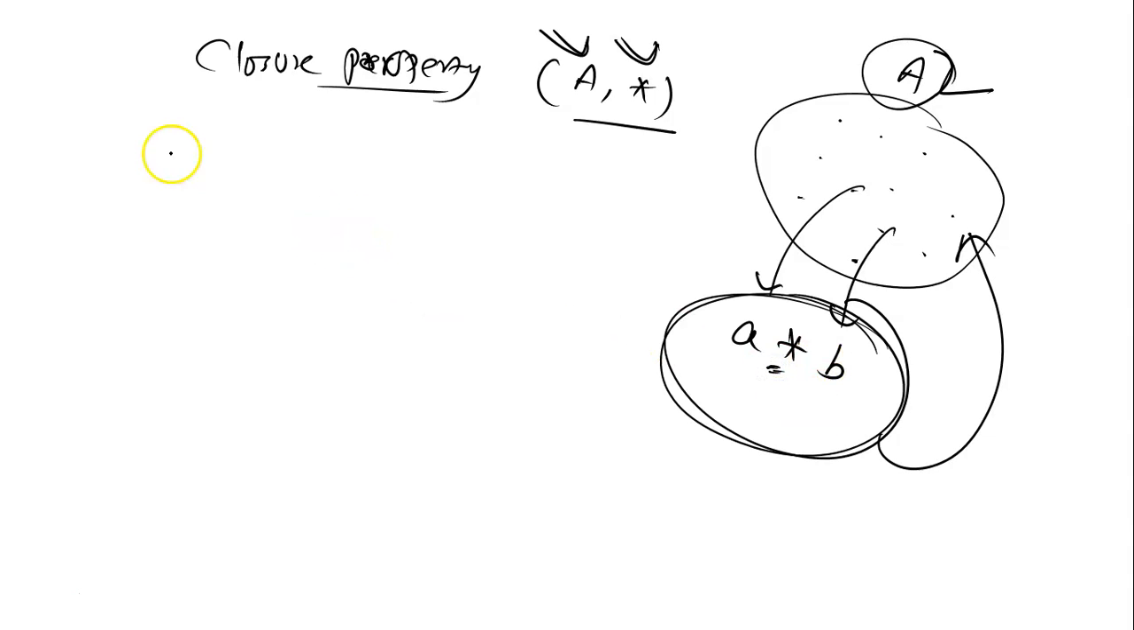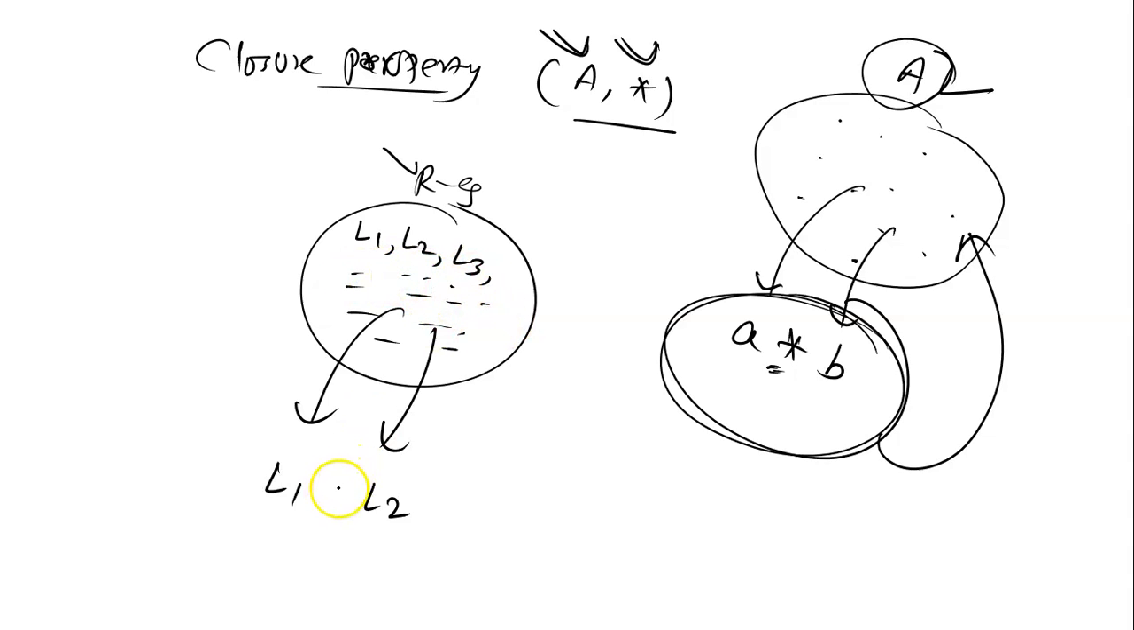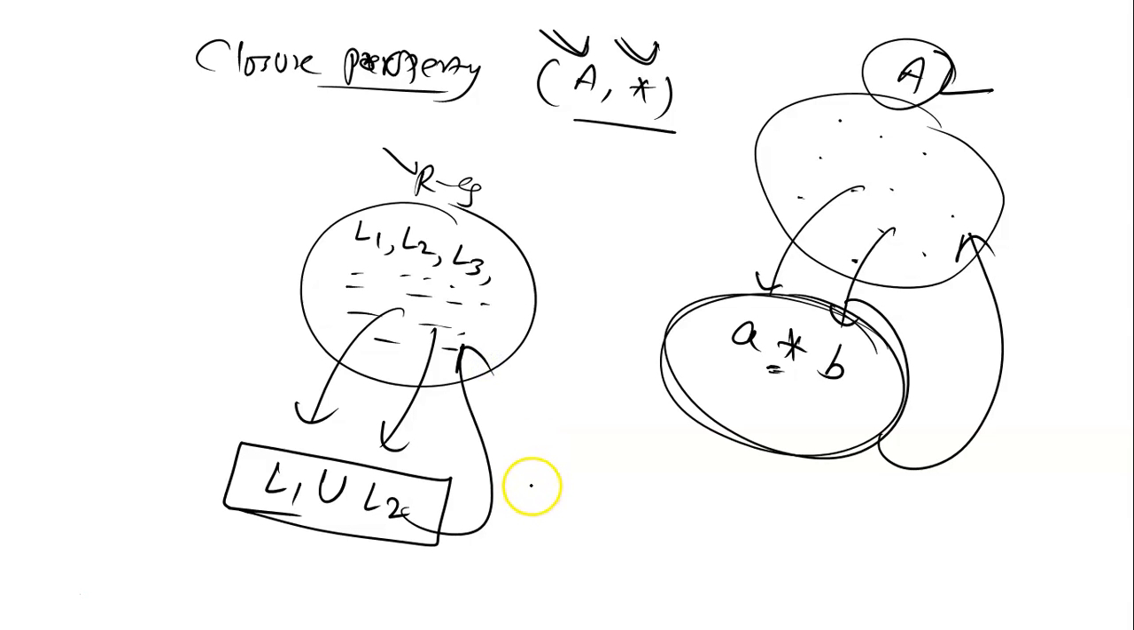Okay, for example, we know that the set of regular languages is closed under union operation. So what does it mean? You have the set of regular languages, so all the regular languages are here, L1, L2, L3 and so on. Now when we say that the set of regular languages is closed under union, it means that if you take any 2 regular languages from this set and apply the union, the result must belong to this set. And if this result belongs to this set, it means L1 union L2 is regular. So that's why we say that the set of regular languages is closed under union operation.